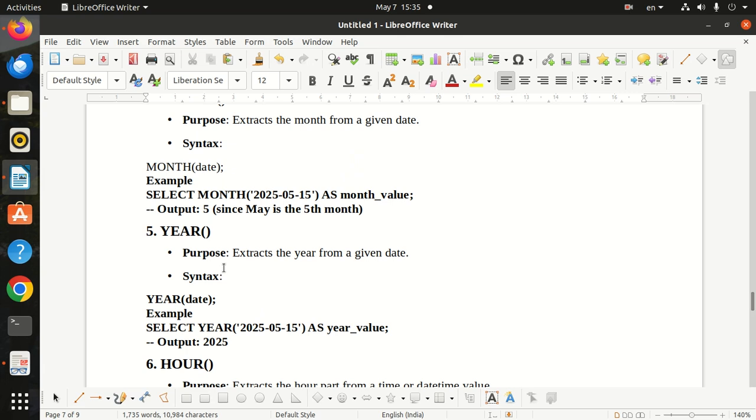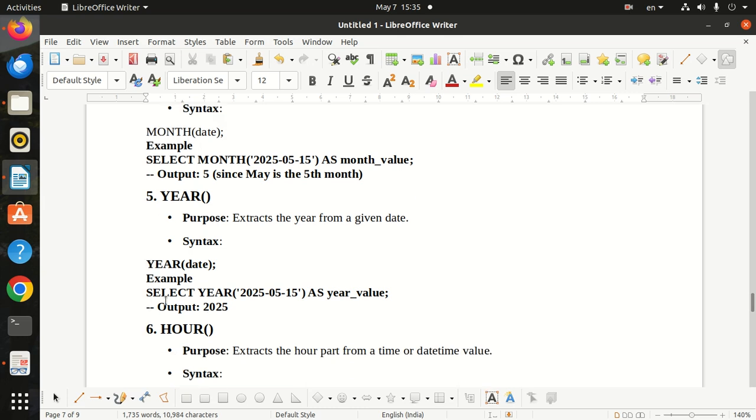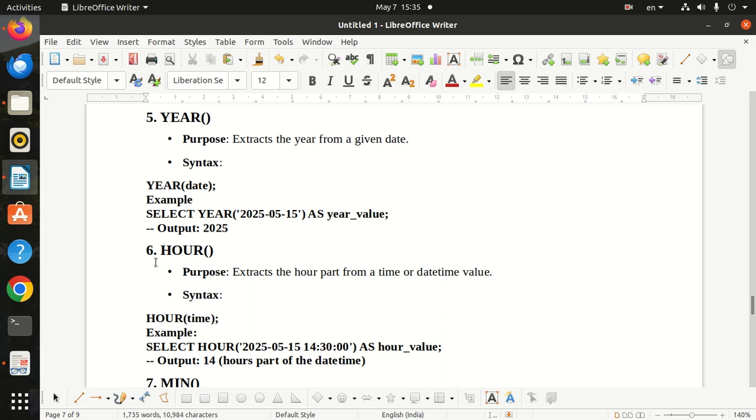YEAR has the purpose of extracting the year from a given date, syntax YEAR(date). Example: select YEAR of 15-5-2025 as year value, which gives the output 2025.